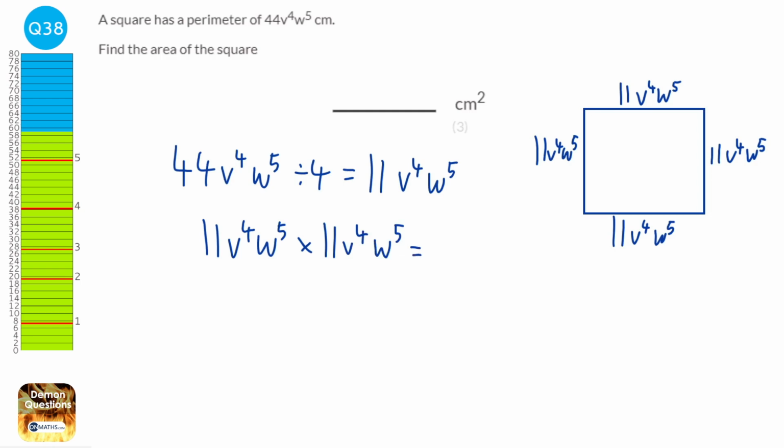Okay, so we're going to times the 11s together, so that's going to be 121. Going to times the v to the power 4's together, and remember with indices, if you times 2 powers of the same base and they're both v, then we just add the powers together, so that'd be 8, and we're going to add the w to the power 5's together, so that makes 10. So it's 121 v to the power of 8 w to the power of 10.